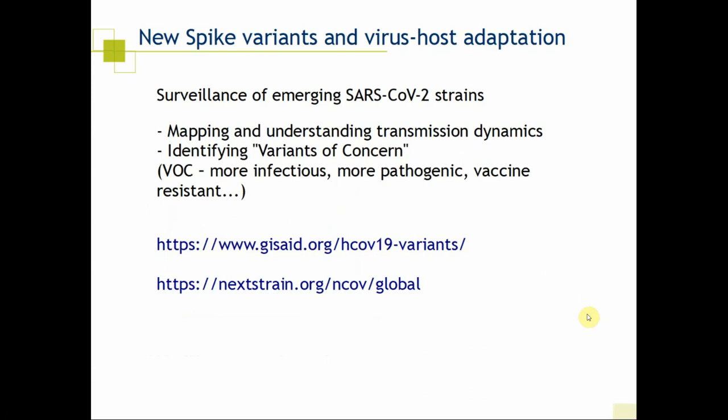Okay, so these new variants, what are they and how do we know about them? Pretty much for the first time ever, thanks to next generation sequencing, we've had the ability to sequence a lot of virus genomes pretty much in real time. And there's been a huge international collaboration to sequence a lot of virus isolates and identify variants of concern.